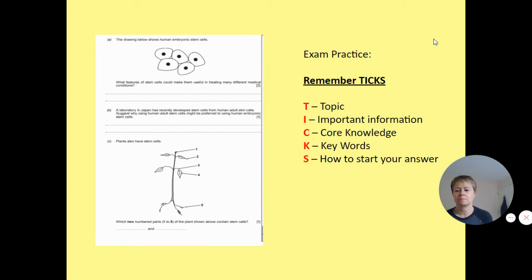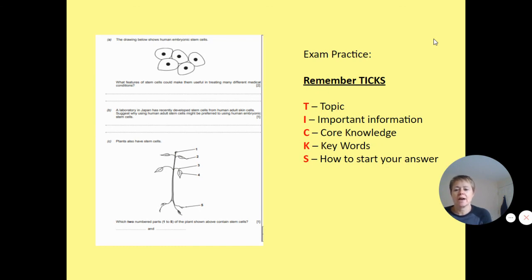And the next question. Plants also have stem cells. Which 2 numbered parts, 1 to 5, of the plant shown above contain stem cells? So number 1 is the growth tip of the plant. Number 2 is the leaf. Number 3 is the leaf stem. Number 4 is the leaf. And number 5 is the root.